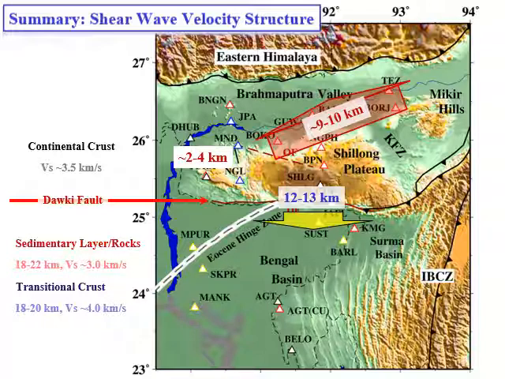To the south of the Shillong Plateau, underneath the Bengal Basin, the crustal structure is very different. It's a transitional crust with an average Vs of 4 kilometers per second and an average thickness of 18 to 20 kilometers. This transitional crust is overlain by a thick pile of sediment which is about 18 to 22 kilometers thick with a shear wave velocity of 3 kilometers per second. So the structure across the Dauki fault south of the Shillong Plateau is completely offset by about 12 to 13 kilometers across the fault.